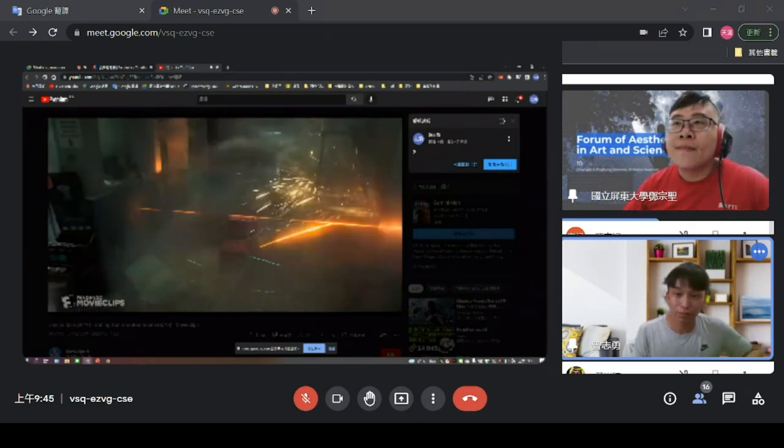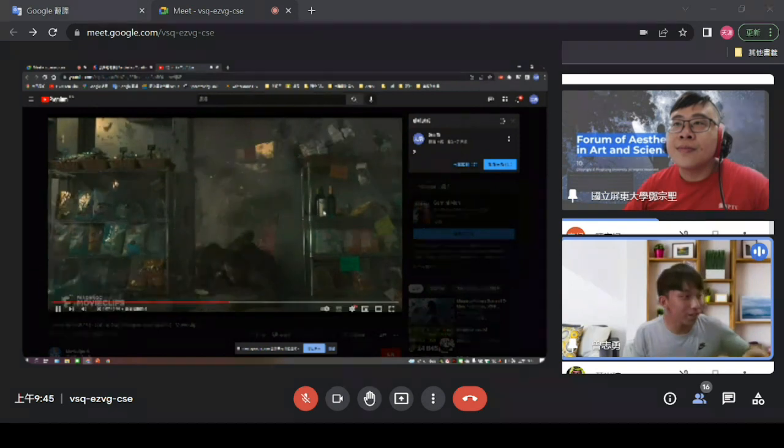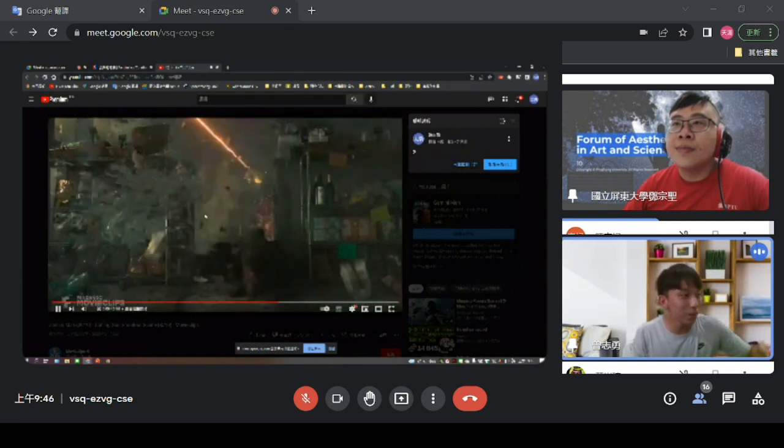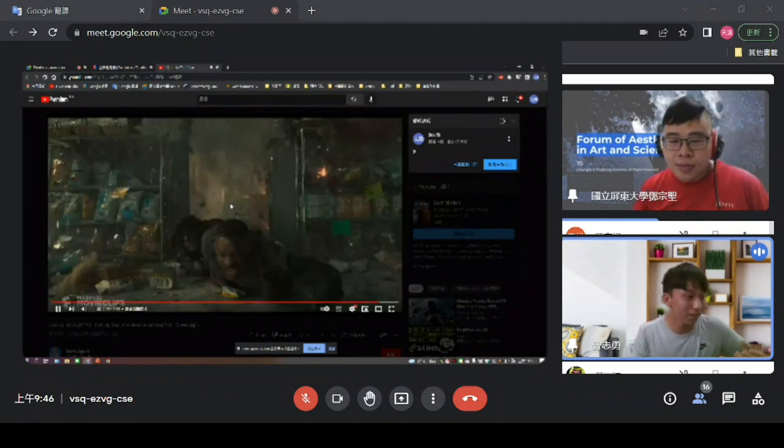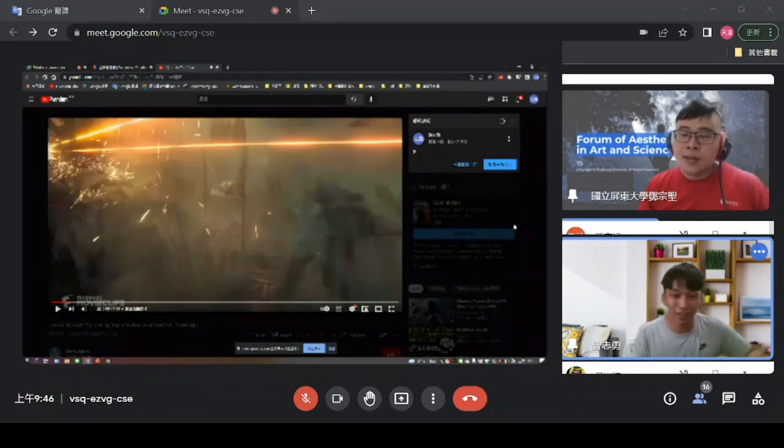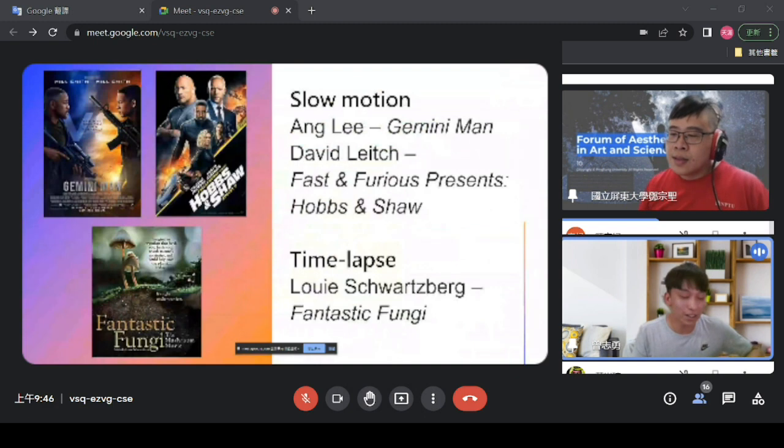You can see the bottle is broken, right? It's being slow. We can see very clearly the bottle is broken, right? Let's see another example.